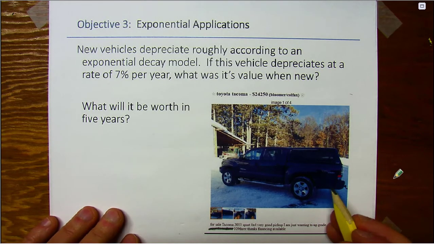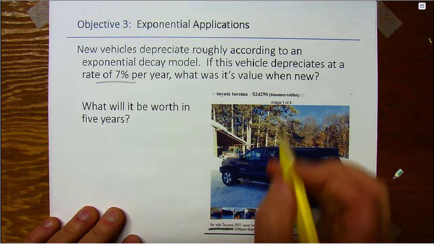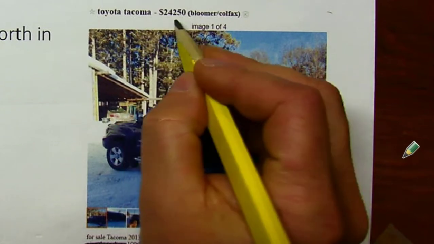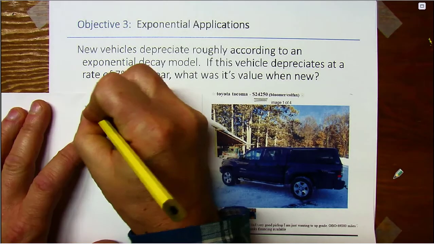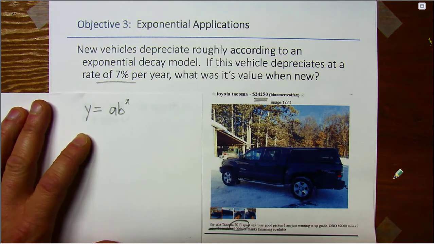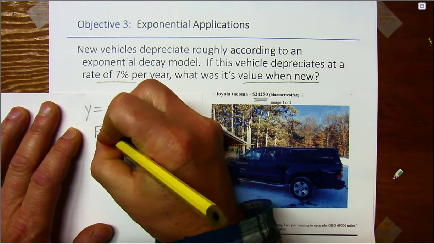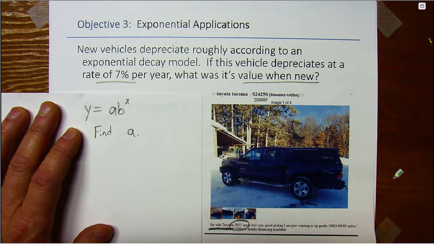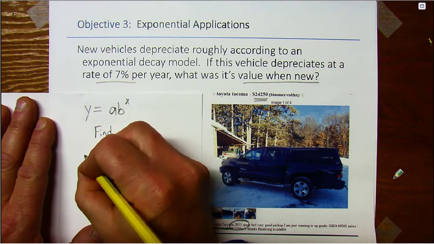Suppose this Toyota Tacoma depreciates at a typical rate of 7% of its value per year, and it's on Craigslist, a 2013 model truck for $24,250. So we know that in general this thing is going to follow the exponential model. We want to find its value when it was new, so we need to find the value of A. Now we know a couple of things. It depreciates at a rate of 7% per year.